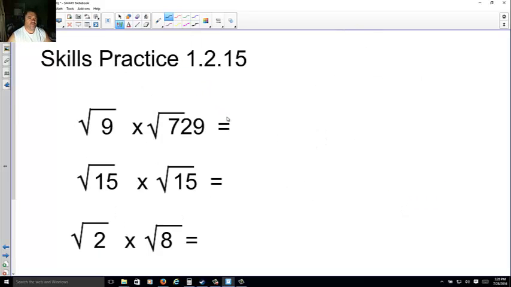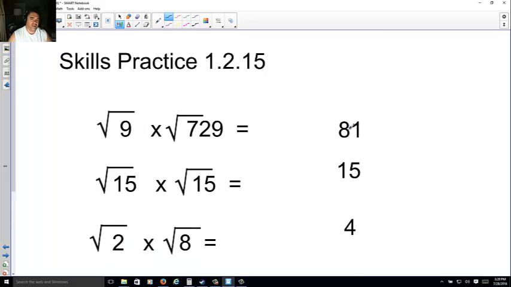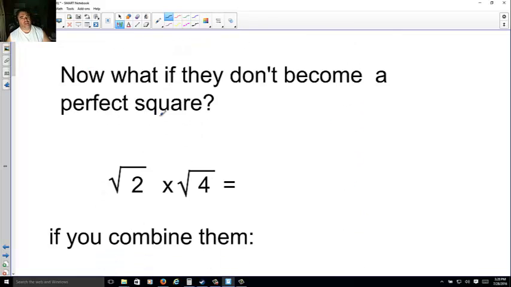Skills practice 1.2. Try these 4. Let's see how you did. 81, 15, 4, and 81.